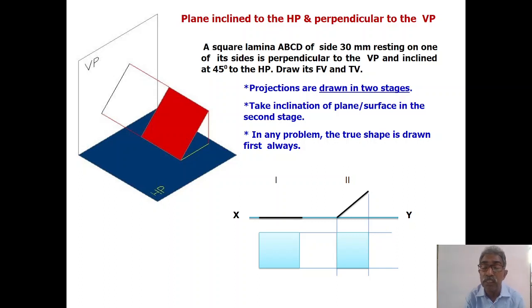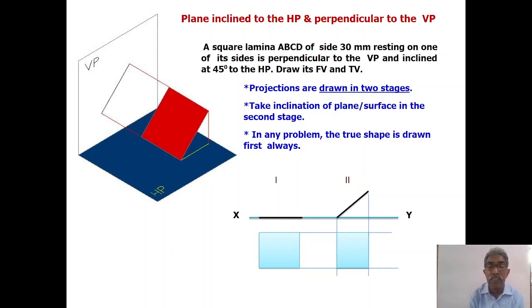The reduction of the figure depends upon the inclination of the surface. If there is more surface inclination, the figure gets reduced more. If there is less inclination, the figure gets reduced less. In this other way, you can draw the projections of a plane when the plane is inclined to one plane and perpendicular to the other plane. You have to draw the projections in two stages, and the inclination of the plane you always take in the second stage of the problem, and in the first stage you take the plane parallel to the plane to which it is inclined.